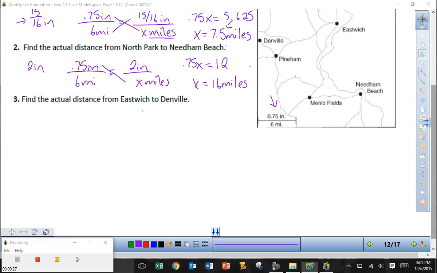Okay, on 3, we're looking at the distance from Eastwich to Denville. Okay, so Eastwich is up here and Denville. Go ahead and get that measured out. See if you can set up this proportion and solve it. Pause the video, take some time to do that.